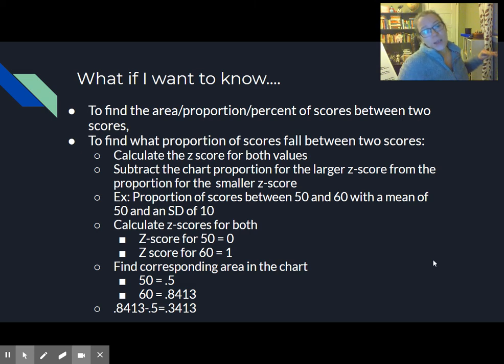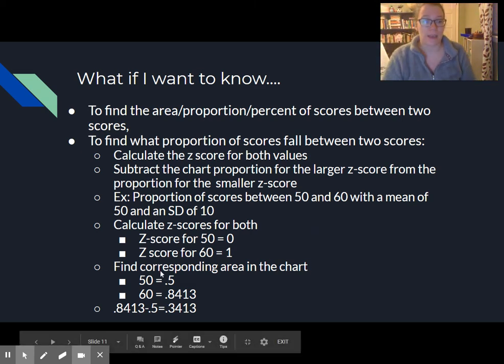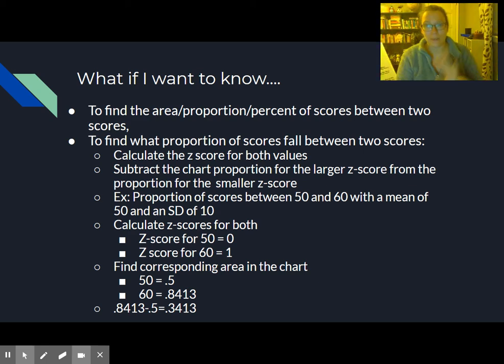It's just my brother. So the corresponding area in the chart tells me that for a Z-score of 0, which is what I have for my score of 50, the corresponding area is 0.5. Again, that's going to make sense, right? It's the median. It's the middle. It's the mean. All of those things are true in the normal distribution. So if it's my mean, that means half of people are going to be below me and half of people are going to be above me.